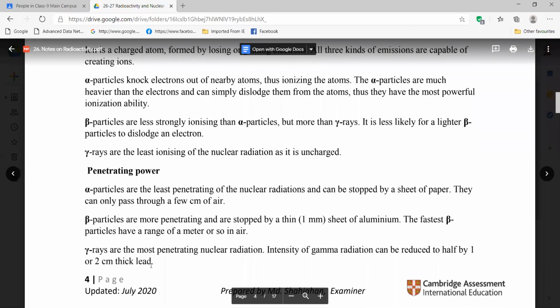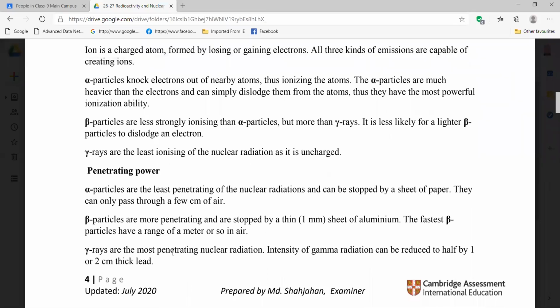Which one has most speed? That one has most penetrating power. Is it clear? Sir, is it clear to you? Yes, sir.